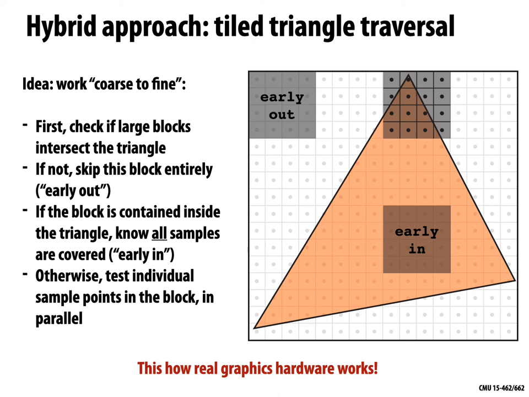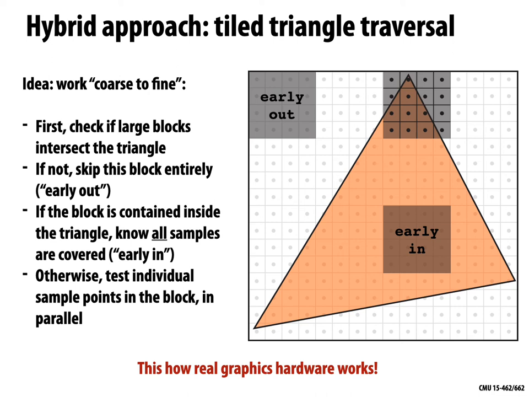By the way, how would you check if a box intersects a triangle? That's an interesting question to think about. You already know how to check whether a point is inside or outside a triangle. Can you use that test as a starting point for checking if a box intersects a triangle? That's interesting to think about.